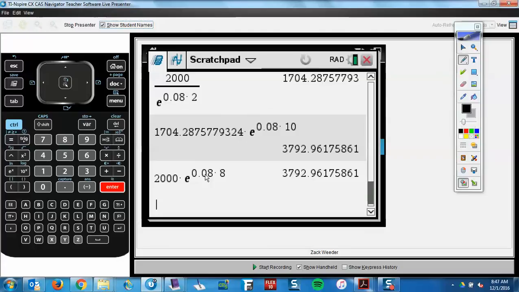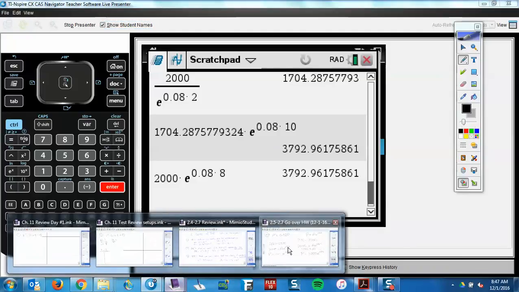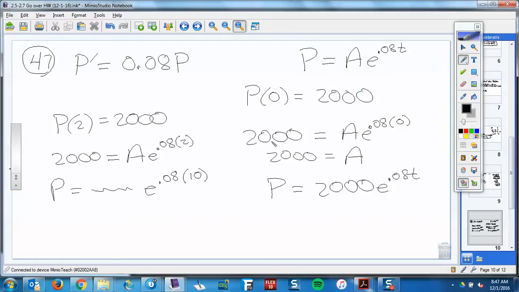So again, back to your question: if we deposit 2,000, is that the A value? Well, it's the A value at time 0. The P is your value always. But at time 0, P and A will be the same, because this will be just e to the 0, which is 1. So P and A will be the same. So you can do it either way.